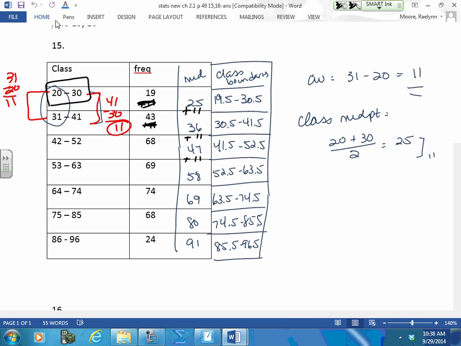And your class boundaries, say drop the low end by 0.5, raise the higher end by 0.5. You're taking up the gap between. They're now continuous from here to here. See it? There's no gap anymore. The bars will be continuous when you do your bars. Everyone okay with this one?